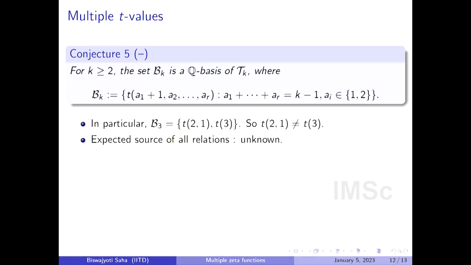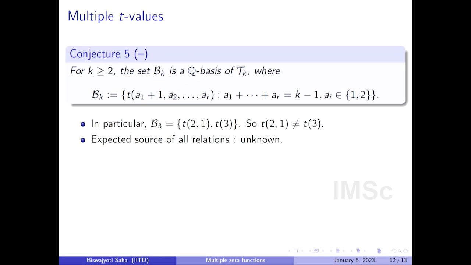All these predictions are there. But I would like to end with something which is interesting here. Let's look at the weight 3 space. So for the weight 3 space, if I write down the basis, it's T21 and T3. So these two numbers, we expect them to be linearly independent, so clearly they are not equal. But these two were equal when we had multiple zeta values. When we treated zeta of 21, it was equal to zeta of 3. But in this case, these two are different.